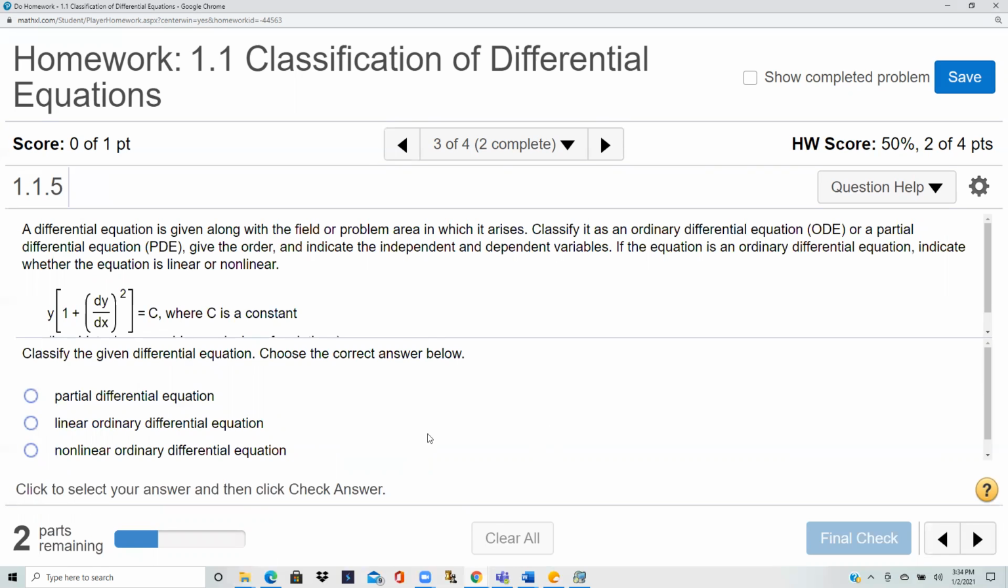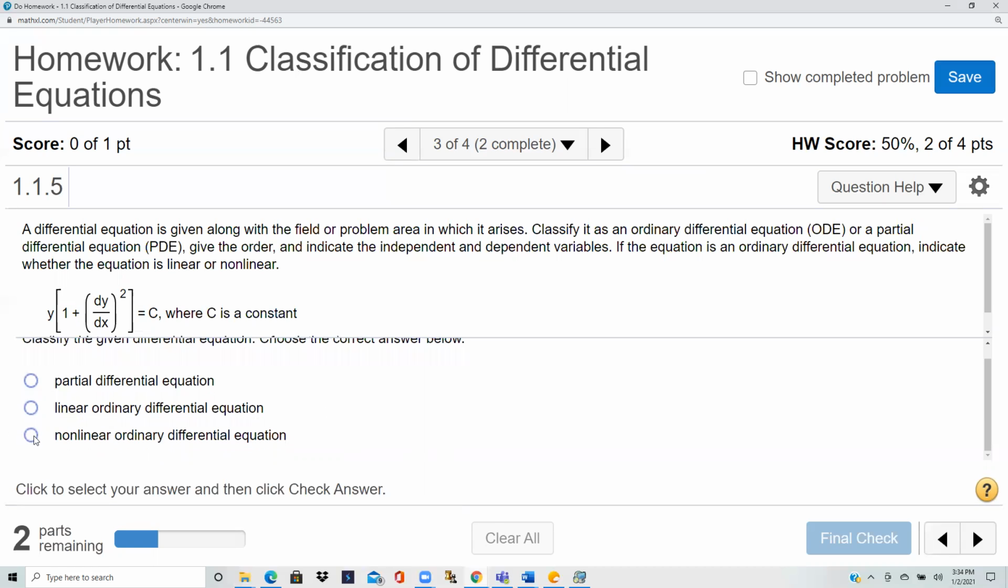So now here, when you multiply this, the first term would be y, and the second term would be y times dy by dx whole squared. And even if that was not the case, it's nonlinear for two reasons. First of all, this derivative is appearing to power 2. Remember, we said that the derivatives should appear only to power 0 or 1. But even if this derivative was power 1, when you multiply y times dy by dx, that is going to make it nonlinear. So it's nonlinear for multiple reasons. So nonlinear.